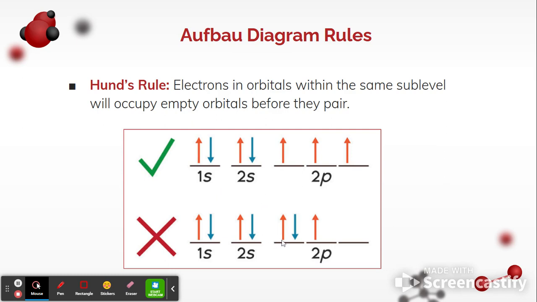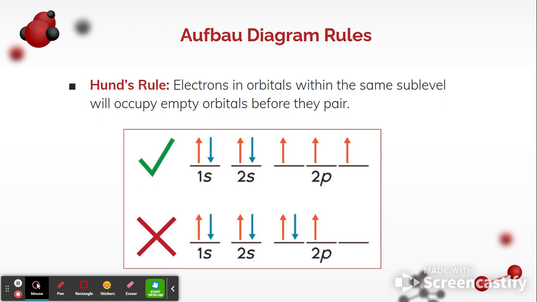Now here, this is an incorrect illustration because this electron that is pairing with this electron could have gone to this free orbital. This is why the above illustration is a correct depiction of the Aufbau diagram, because the electrons are not pairing with one another since they do not have to in this circumstance.